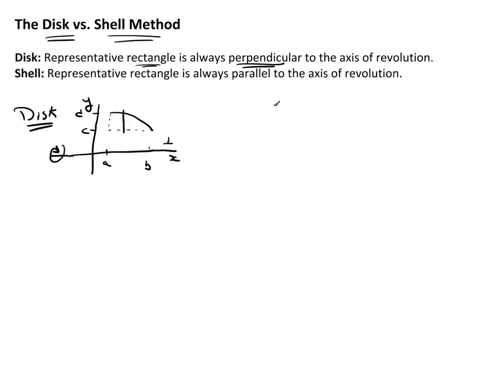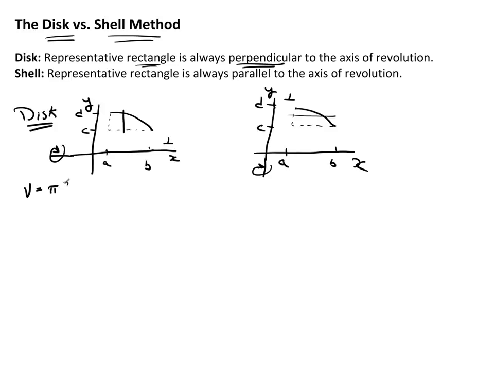Now, if I took the exact same function, A to B, C to D, and this time I'll revolve it around the y-axis, then my representative slice, which gives me that disk I'm looking at, is again perpendicular to the y-axis. So the disk method would result in this situation with a volume that's going to be equal to pi times the integral. It's perpendicular to the axis of revolution.